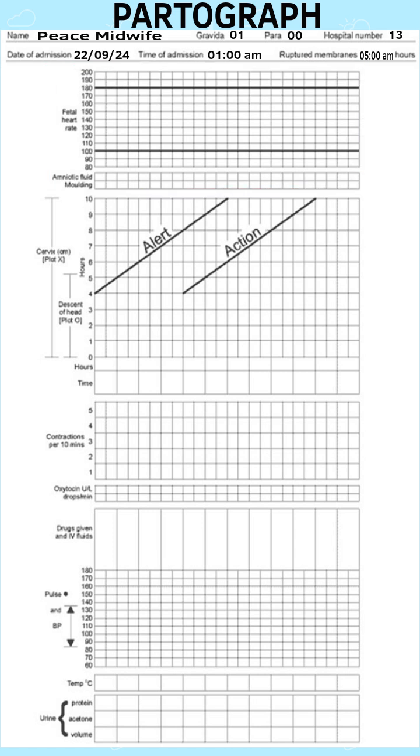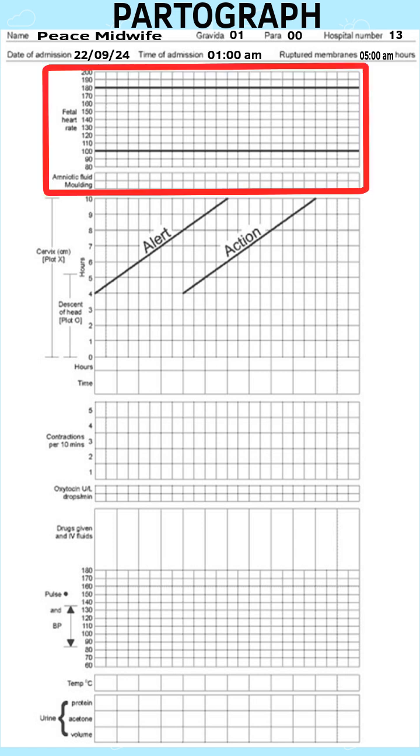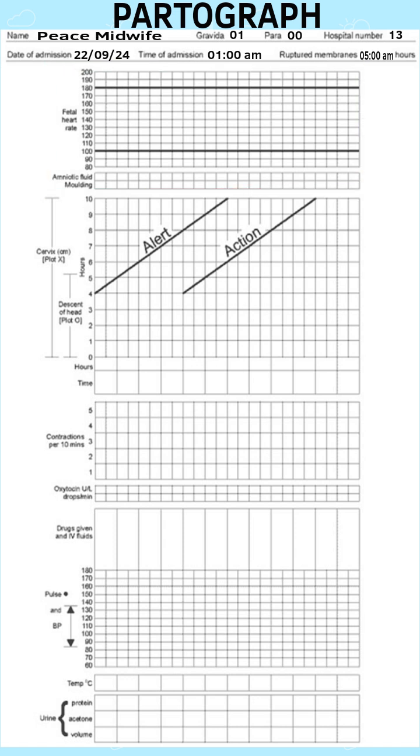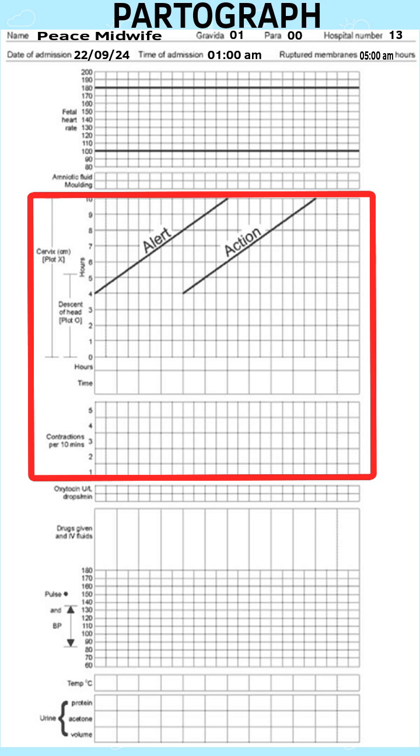So the second component of the Partograph is fetal well-being. So under fetal well-being, we check for the fetal heart rate, the state of membranes and color of liquor, as well as molding. The third component of the Partograph is progress of labor.